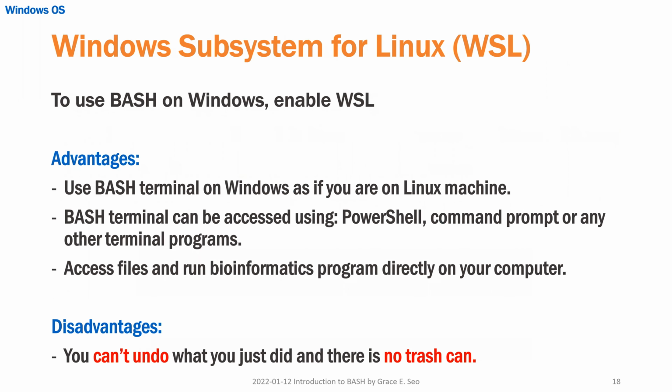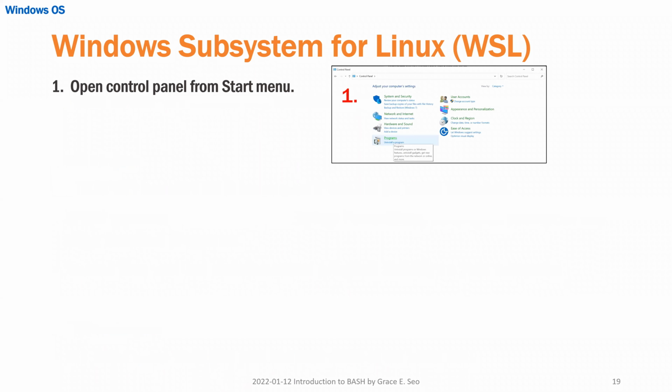And if you're a Windows user, it's more complicated. You need to enable a feature called Windows Subsystem for Linux. So with this system enabled, you can use Bash terminal as if you are on a Linux machine or a Unix-like operating machine. And using any command line interface such as PowerShell, command prompt, or additional programs that could be separately installed, you could use Bash from there too. So enabling is actually very simple. It's not as difficult as you think.